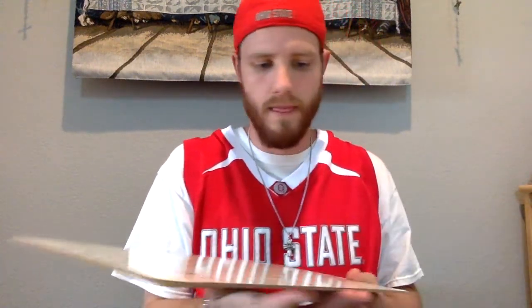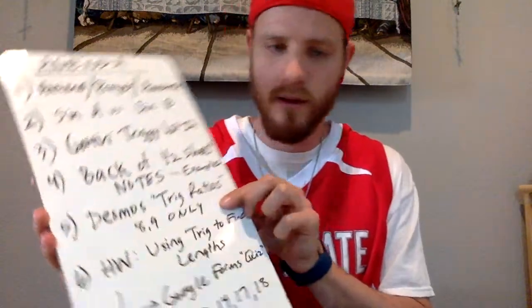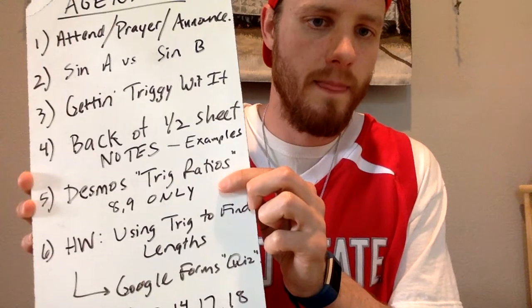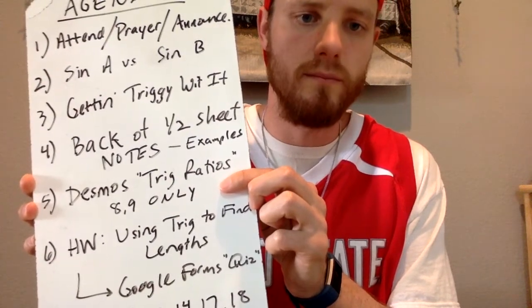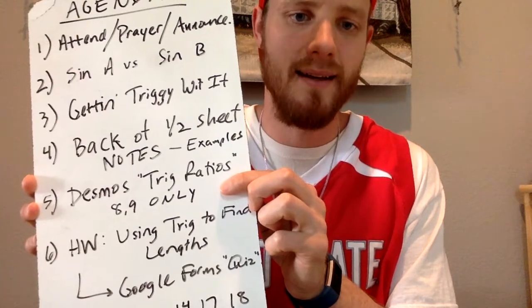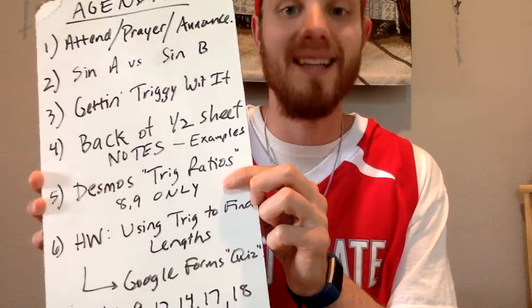So you have some things to do in class. In class, trig ratios, like I said, just do 2 of them on the Desmos. So 8 and 9 only. That's it. All right. And then, so that's classwork.